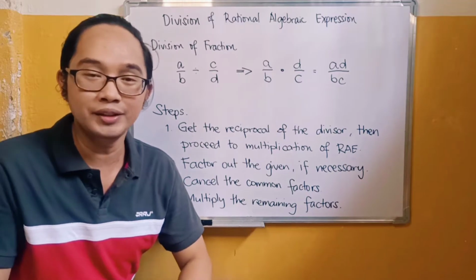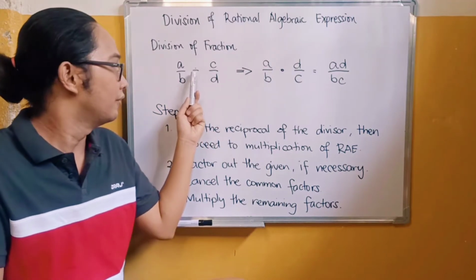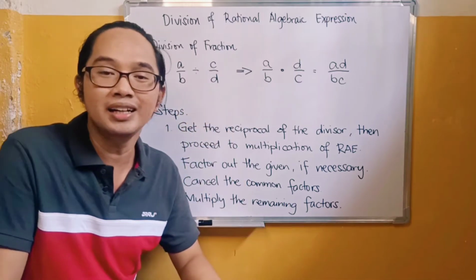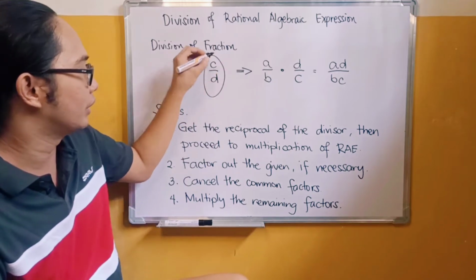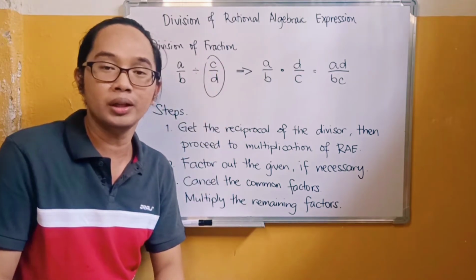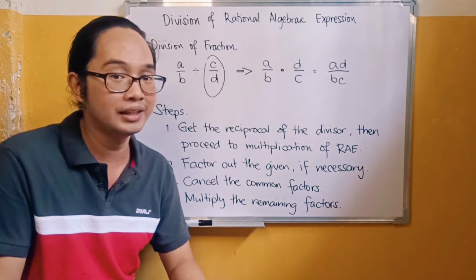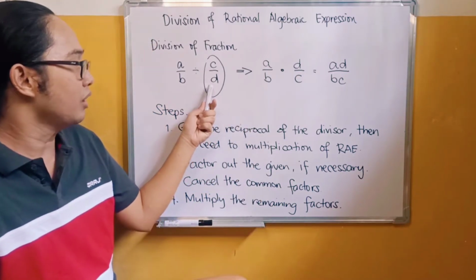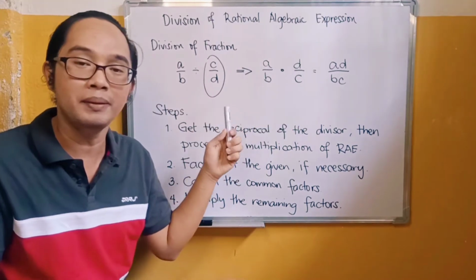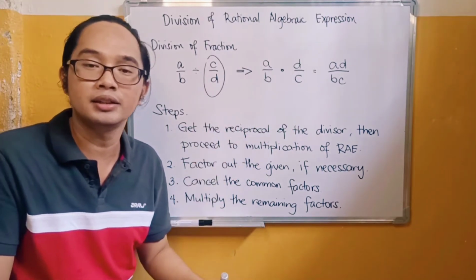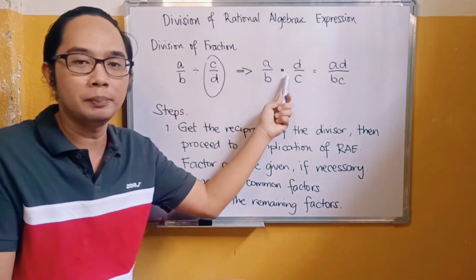Sa pag-solve ng division of fraction, if we have the given a over b divided by c over d, kailangan natin kunin ang reciprocal ng divisor. Ito ang ating divisor. Sa pagkuha ng reciprocal ng divisor, pinagpapalit natin yung pwesto ng numerator at denominator. From c over d, it will become d over c. At kung mapapansin ninyo, kapag kinuha natin ang reciprocal ng divisor, from division, it will become multiplication.